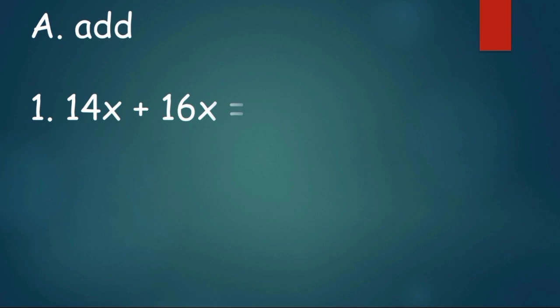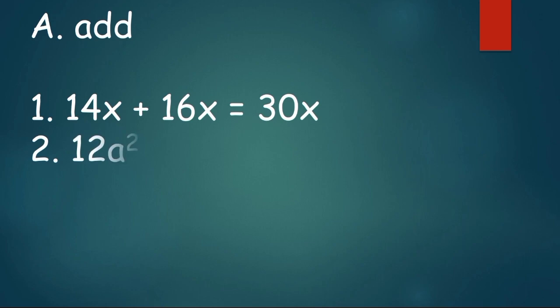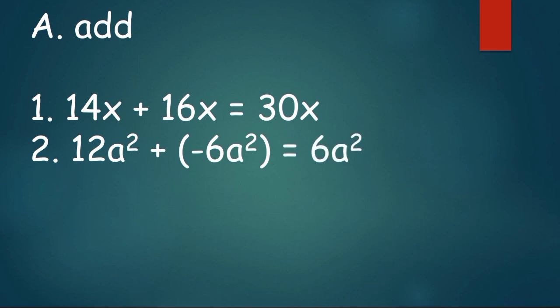Example number 1. Positive 14x plus positive 16x. So we need to add first their numerical coefficient. 14 plus 16 is 30, and then copy the variable x, 30x. Ganon din sa 12a squared plus negative 6a squared. Apply the rules of integers. 12 minus 6 is 6, and then copy the variable a squared.